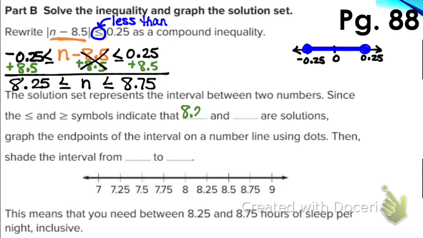All right. 8.25 and 8.75 are solutions. We're going to shade the interval in between 8.25 and 8.75. Everything in between these values would be an acceptable range for sleep.